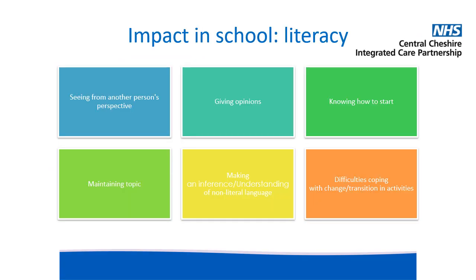Let's consider the impact that social communication challenges have in school on literacy lessons. Children with neurodivergent communication styles may have difficulty seeing things from another person's perspective. They may find it hard to give opinions, and they may find it challenging knowing how to start a piece of work. They may have difficulty maintaining a topic in their written work or in an oral piece or spoken piece of work. They may have difficulties coping with change or transition between activities or tasks. They may have difficulty making an inference or understanding non-literal language, such as idioms, everyday sayings, or sarcasm.